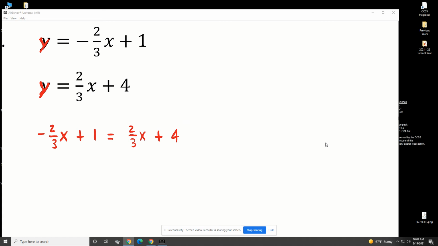All right, so let's do it. I'm going to move which one? You can move the 1 first if you want. So you can subtract 1. Again, you're going to come up with the same answer no matter what. So negative 2/3 x will equal 2/3 x. And what happens to 4 minus 1?